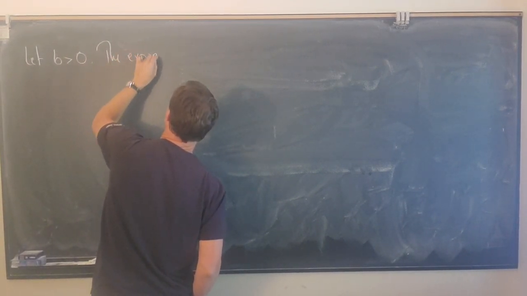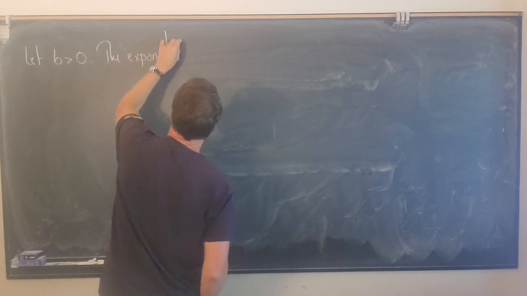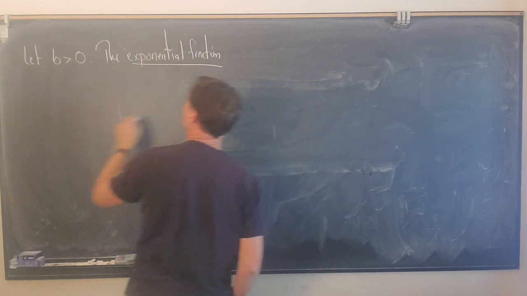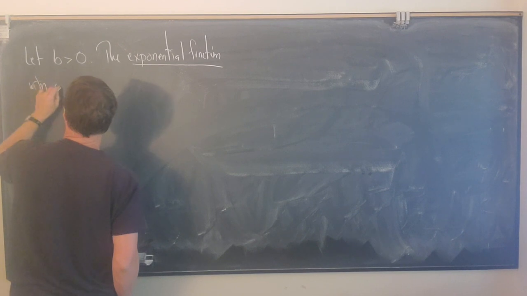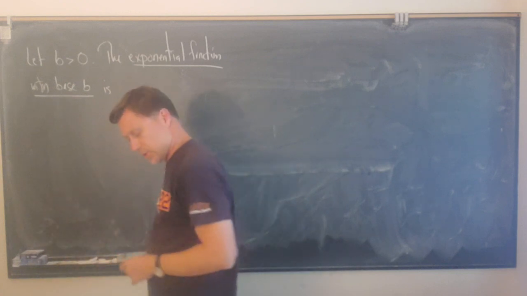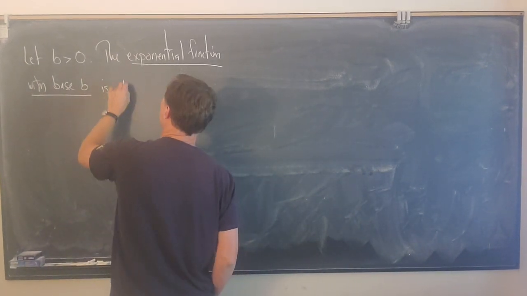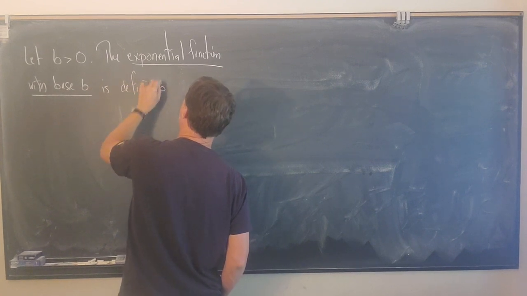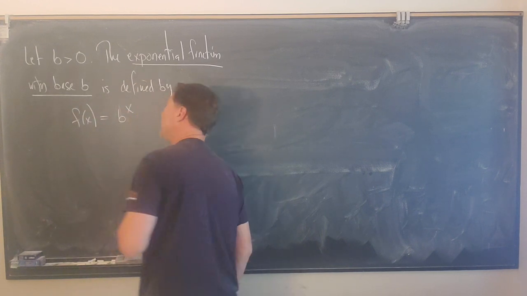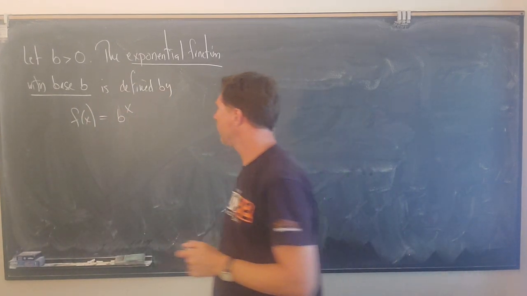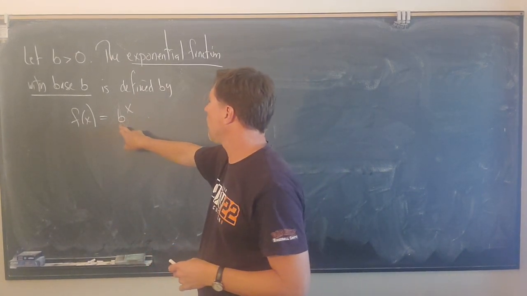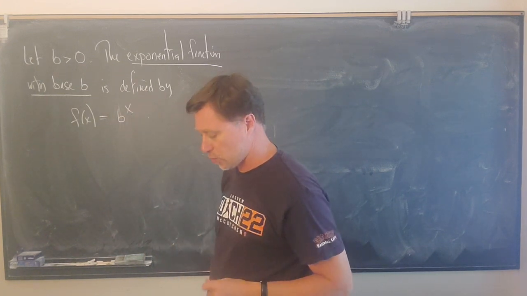So the exponential function with base b is defined by the formula f of x equals b raised to the x power. Now, I want to just talk real quick about what this means exactly. What does it mean to take a real number and raise it to a power x? Well, it depends on what that choice of x is.